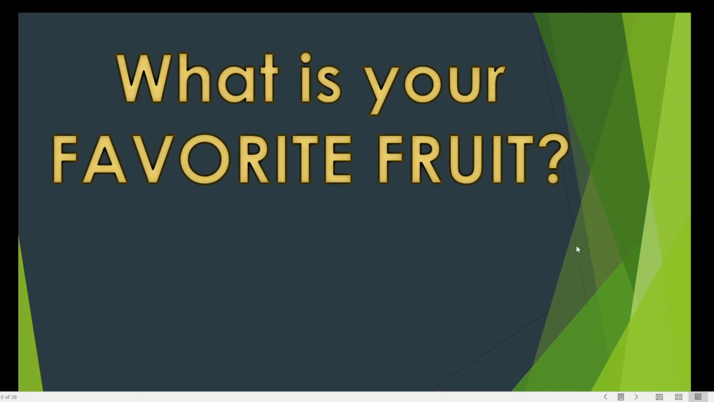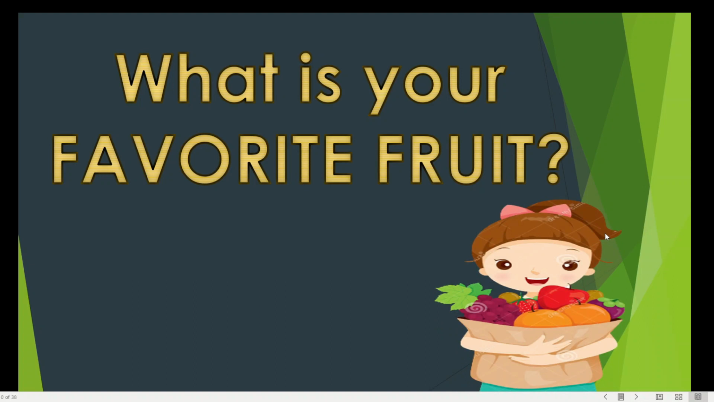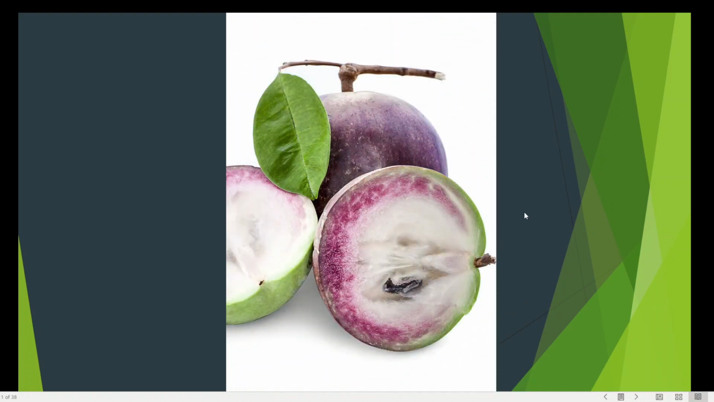So before we proceed, I have a question for you. What is your favorite fruit? So you have to answer this question. What is your favorite fruit and why? So you're going to guess what kind of fruit is this. Are you familiar with this fruit? Okay, so this fruit is what we call kaimito.